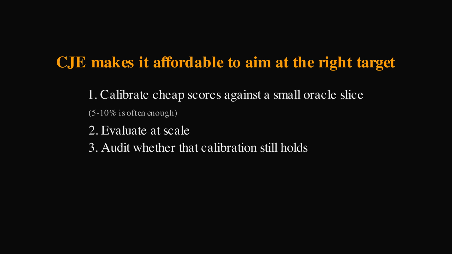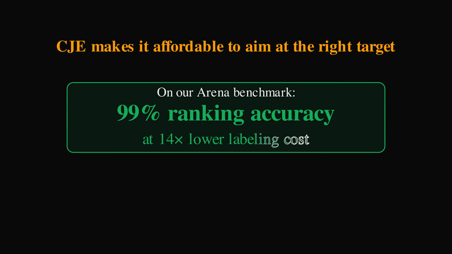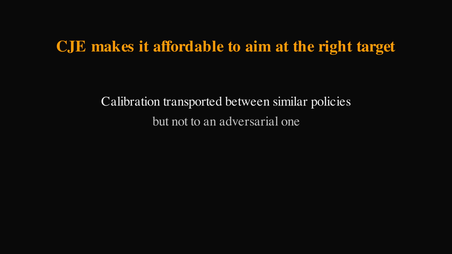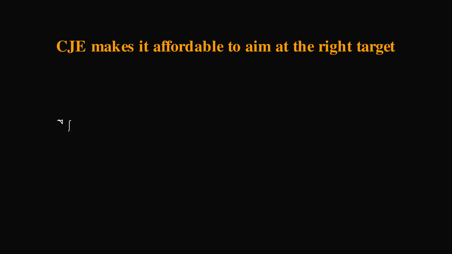In our paper, we evaluated this approach on 5,000 prompts from the Chatbot Arena benchmark. CJE achieved 99% pairwise ranking accuracy at a 14x lower labeling cost as compared to using purely oracle labels. We also found that calibration learned from one policy transported cleanly to the others, except for an adversarial policy designed to be deliberately unhelpful. The lesson is intuitive. Transportability is more likely when comparing similar policies than radically different ones.